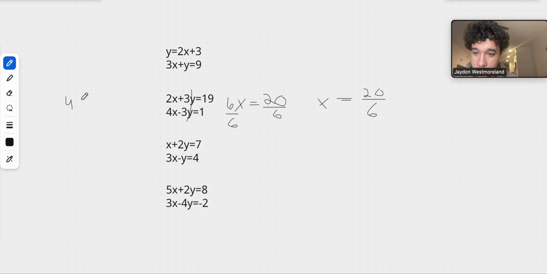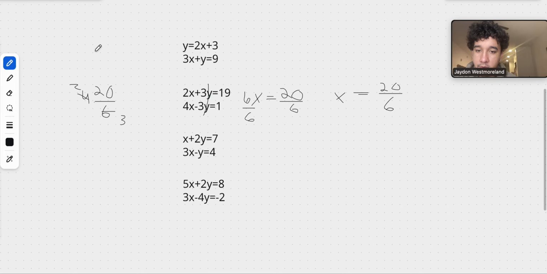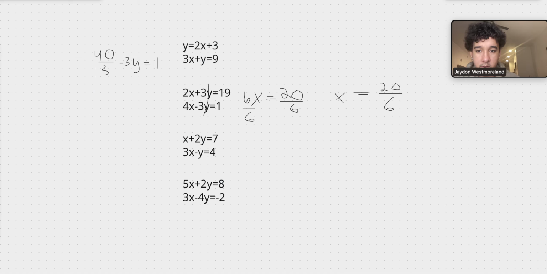So 4 times 20 over 6. Well, I can cross reduce. That's going to give me 2. That's going to give me 3. So in other words, it's going to be 40 thirds. So I have 40 thirds minus 3y equals 1. Now here comes the fun part. I'm going to subtract 40 thirds from both sides.